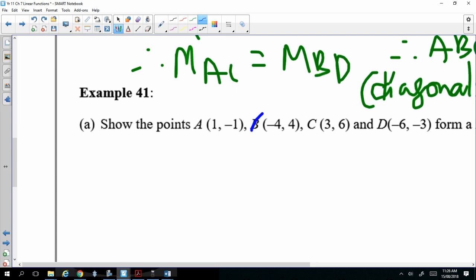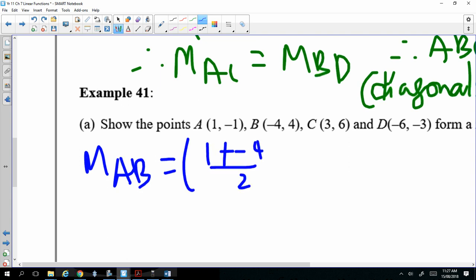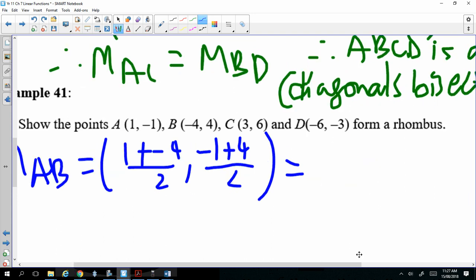I don't think this is in the new syllabus. Okay, am I recording? That's good. So let's find the midpoint of AB, which equals 1 plus -4 on 2, -1 plus 4 on 2. What do you get? -3 on 2, which is -1.5, and the other one is 1.5. And then you do CD. All right, they're the same.